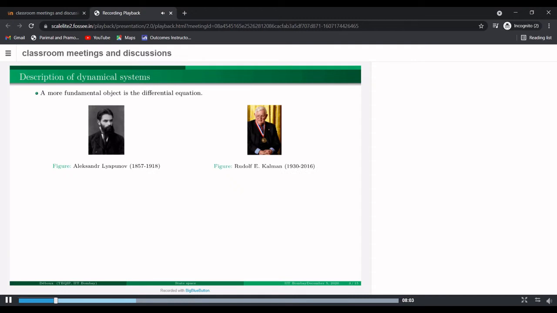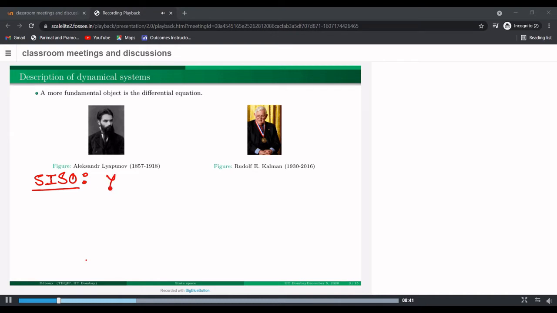Now, what do we mean by such differential equations? In the first session, we have already seen such differential equations. So first, we'll keep things easier and we'll consider once again SISO systems. So SISO means single input, single output. A differential equation for a dynamical system with single input, single output is going to look something like this. Remember, y is the symbol that we use to denote output, and u is the symbol that we use to denote input.